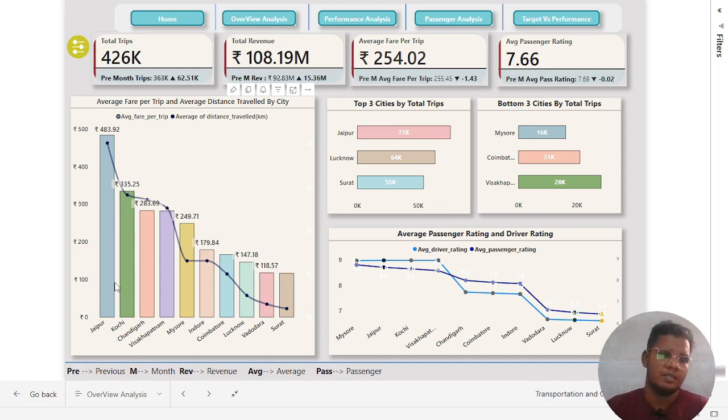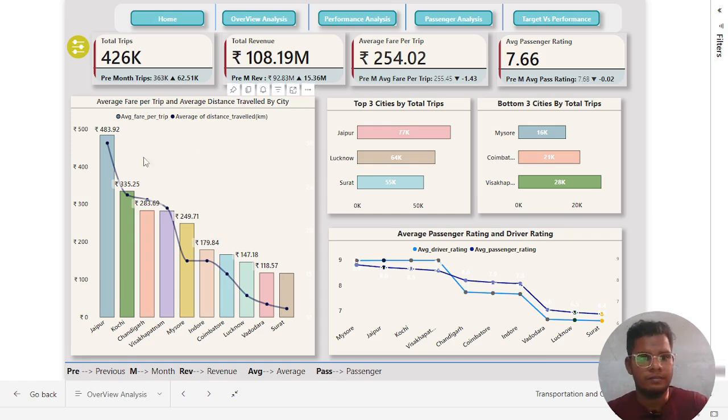The total trips is 426k, and the revenue is 108.19 million. The average fare per trip is 254.02, which is how much fare we get per trip on average. The average passenger rating is 7.66. Now let's look at the average fare per trip and the average distance traveled by city.